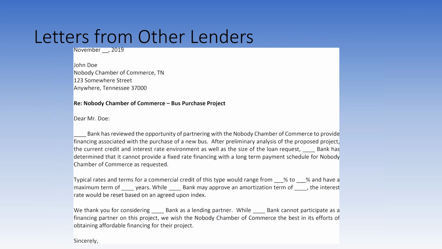And they ask you to prove that. So it can be like this sample letter that Dr. Livingston showed, which is a rejection. But as he mentioned, it need not be a rejection. It could just be a simple estimate of the cost of funding your project, which is almost certainly going to be a higher interest rate than is provided by the USDA.